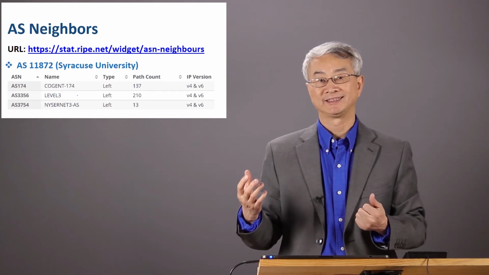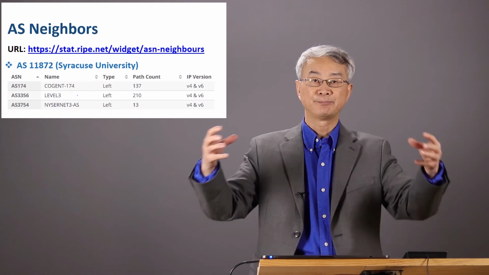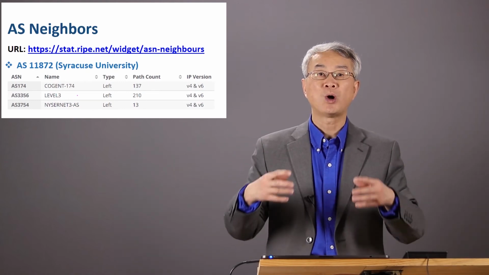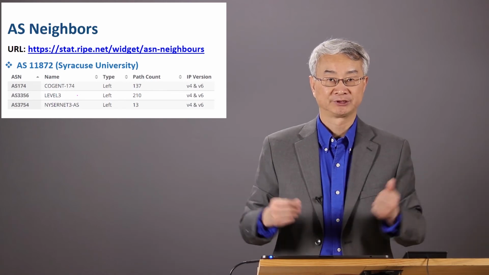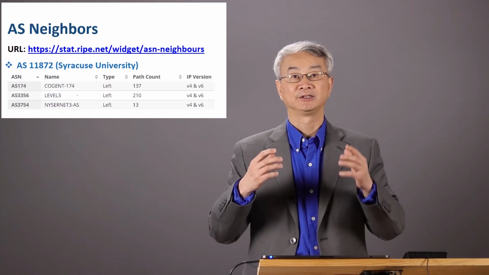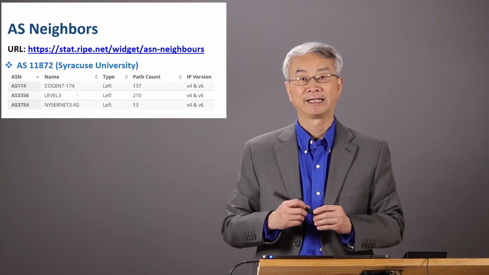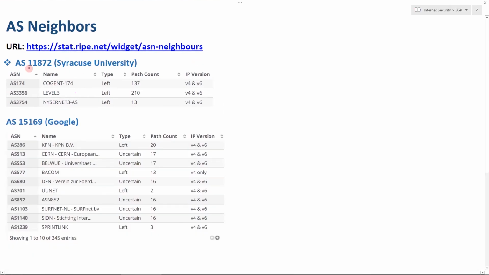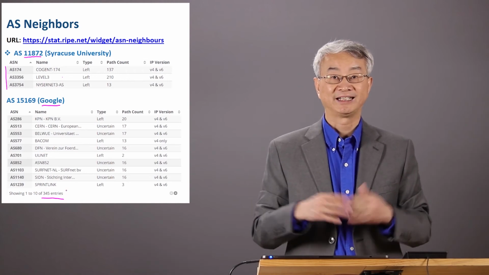This is one of the tools that I use very often. If I have an autonomous system number, I want to find out who is peering with this autonomous system. Who are this autonomous system's neighbors? You can use the neighbors widget in RIPE.net to figure out the neighbors. For example, in this case, I'm trying to figure out the neighbors of Syracuse University's autonomous system. I found three of them: Cogent, Level 3, and ISONET. I also tried Google, and I found that Google is peering with 345 autonomous systems. That's a lot, but that's Google.